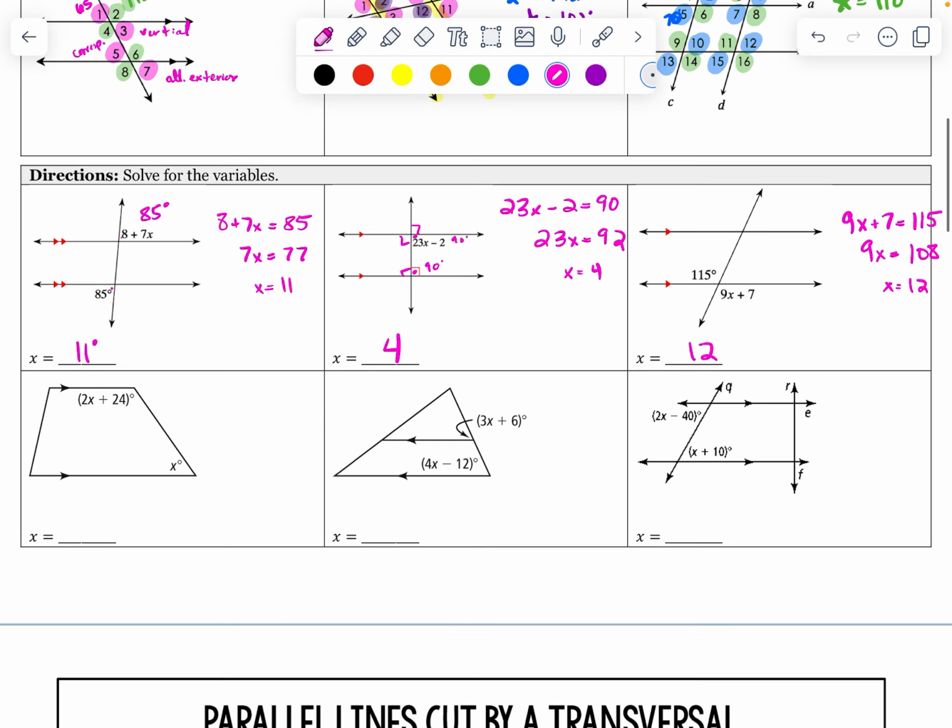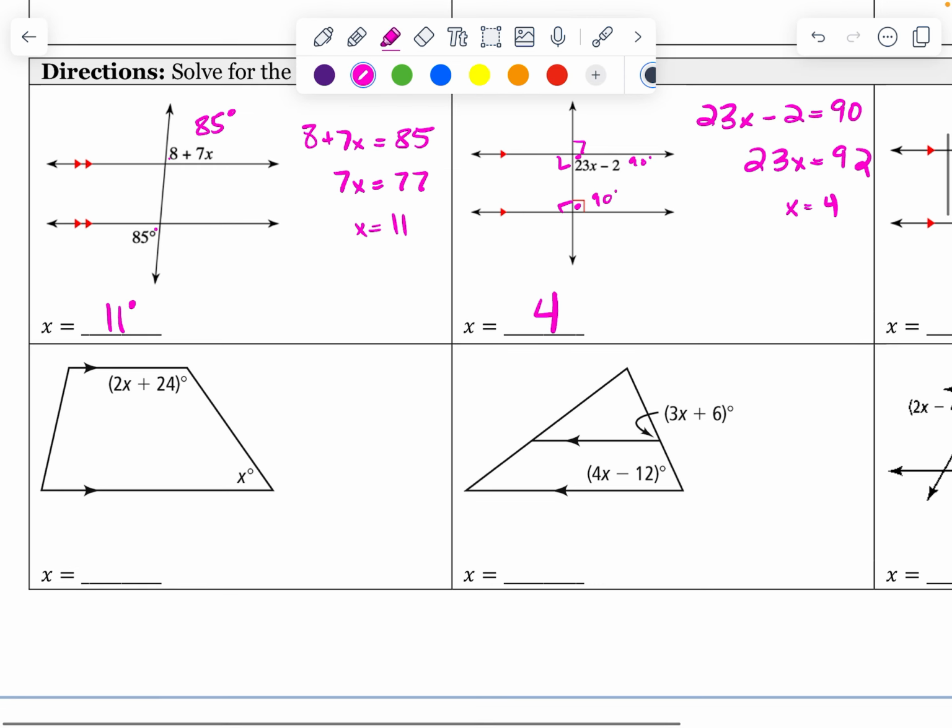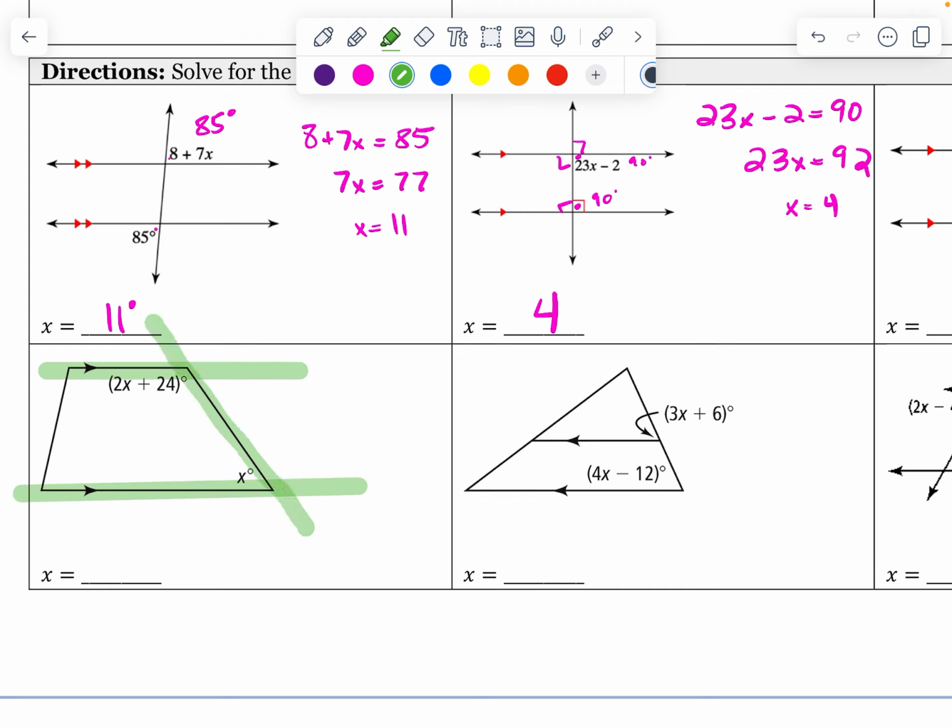All right, these get a little bit more tricksy just because they look funny, but don't be thrown off here. You're fine. Okay, I've got parallel lines cut by a transversal. So we're talking about these two angles. They are same side, so that means they are supplementary. So if I add these two up, they're going to equal 180. 2x plus 24 plus x equals 180. 3x plus 24 is 180.